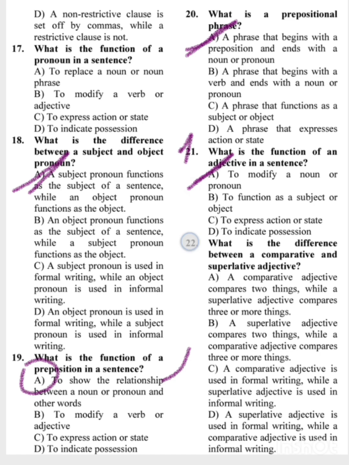Then next question. What is the difference between a comparative and superlative adjective? Here again option A is the correct answer. A comparative adjective compares two things, while a superlative adjective compares three or more things.